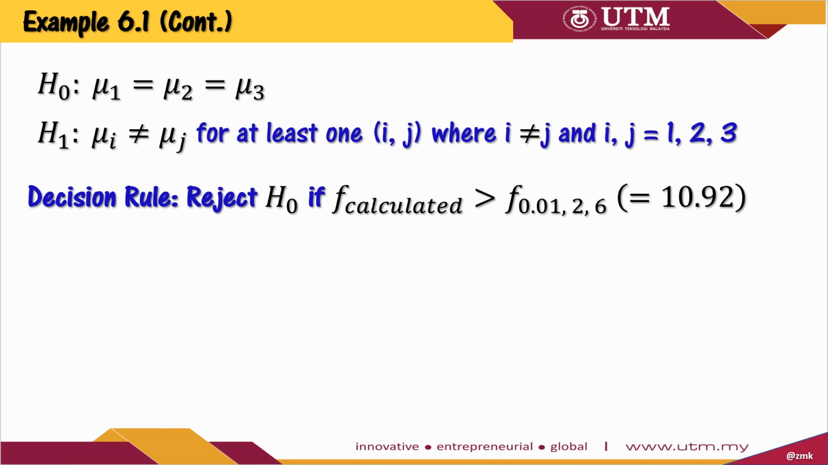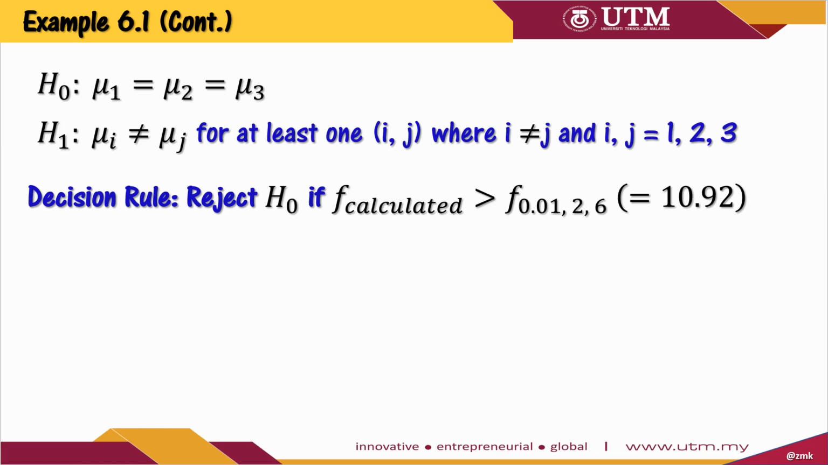The decision rule is to reject H0 if the calculated F ratio is greater than the right-sided critical value, which is F0.01,2,6, given by 10.92 from the statistical table booklet, page 40. Please correct the typo error in the textbook on page 132.